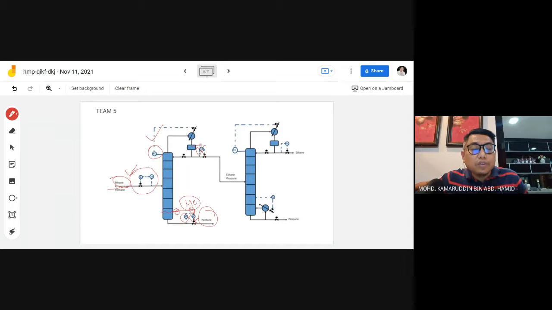This is you need to use to maintain the level at the reflux drum. Okay, that also will determine, awak clear dengar tak? The top composition, not the top stability. Awak dengar tak? Okay, the top mass balance. And you need to have a flow control of your reflux flow rate here to maintain the product purity.